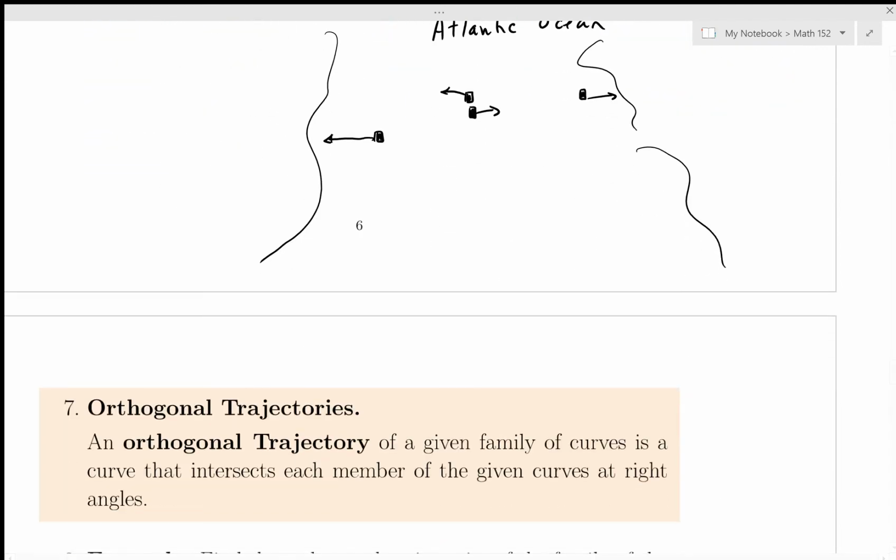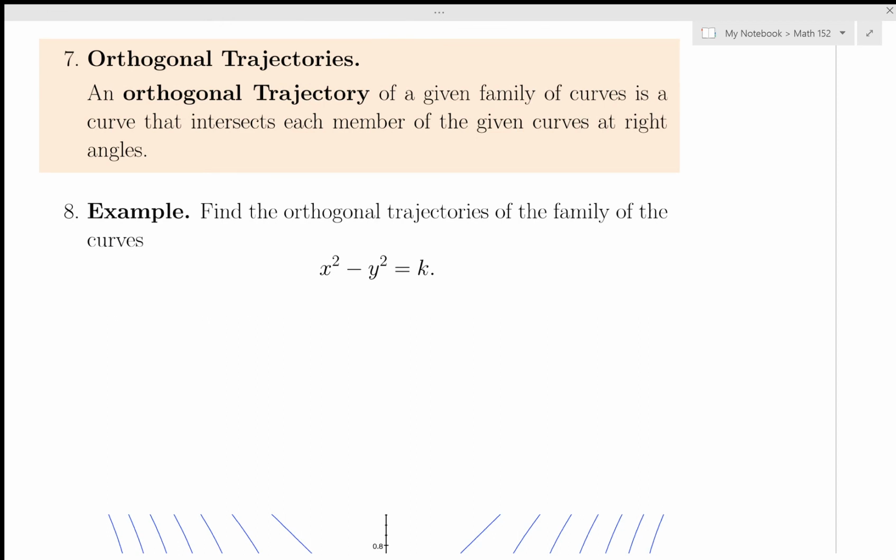Okay, here we go. The final topic for this lecture is an orthogonal trajectory. An orthogonal trajectory of a given family of curves is a curve that intersects each member of the given curves at right angles. Okay, so here is a family of curves.